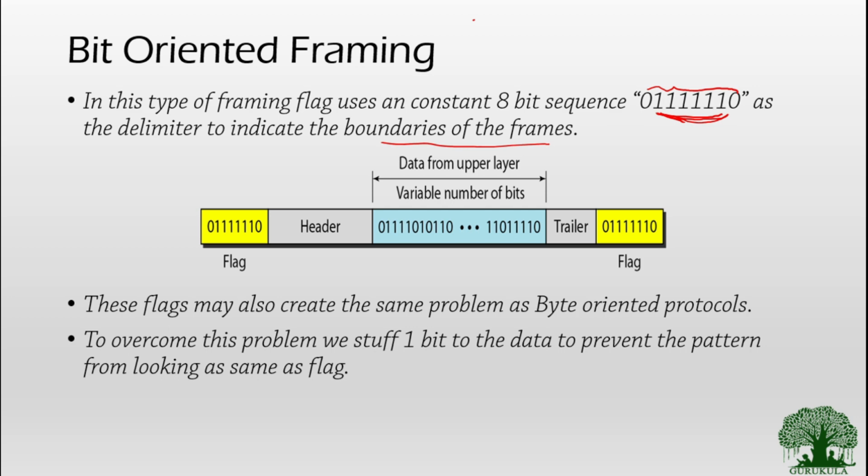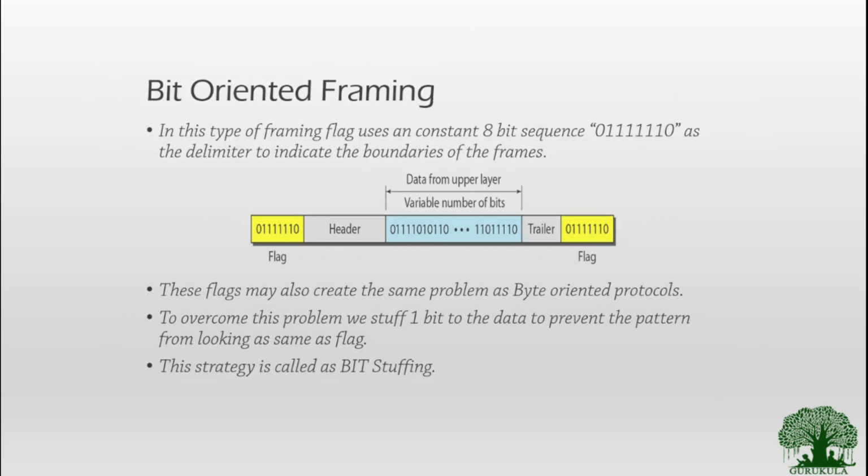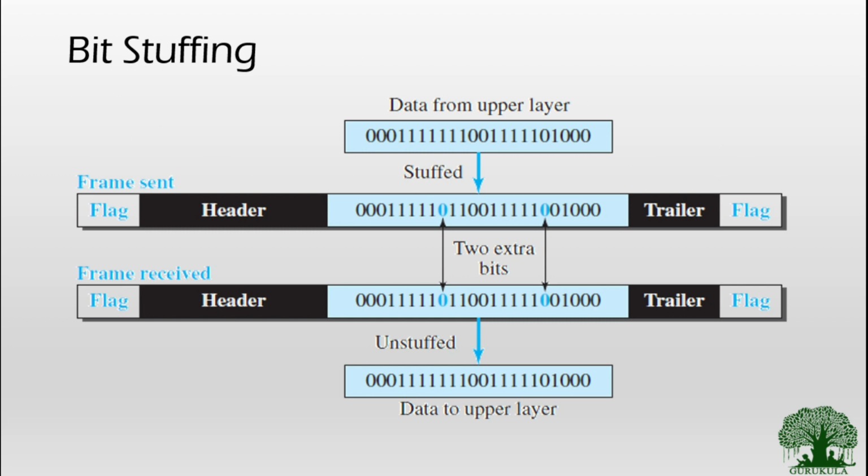So that the trade-off between the redundancy bits and the data bits being carried on the network will be efficient. This strategy is what we call bit stuffing. Now let us try to understand bit stuffing with an example frame. See, this is an example.